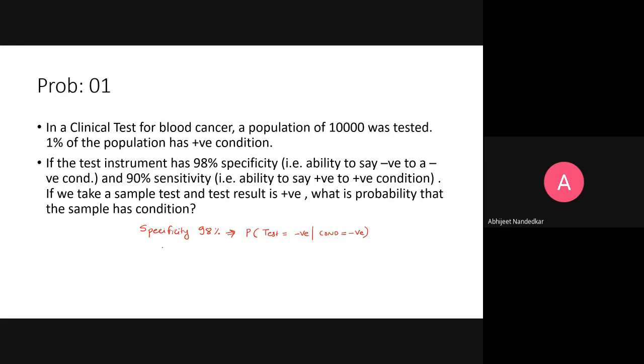Then you have another specification called sensitivity. What is sensitivity? It is, I think, 90% in our problem. It is the probability that the test is positive, that your instrument is saying that the person has cancer, provided that the person really has cancer. Okay, so it is known to us that this person has cancer or this person has corona, and the probability that the instrument will also say the same thing is given here. For the positive case, given that the condition is positive, the instrument detecting it as positive is 90%.